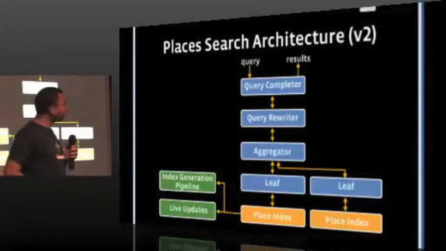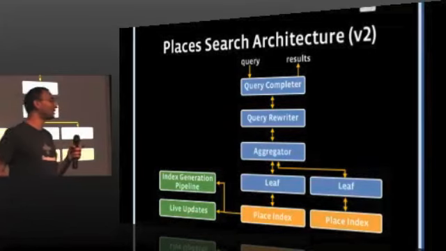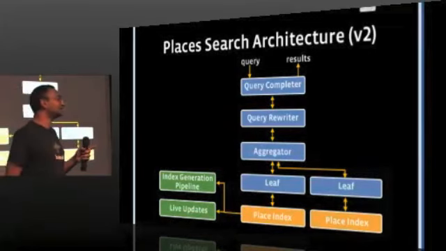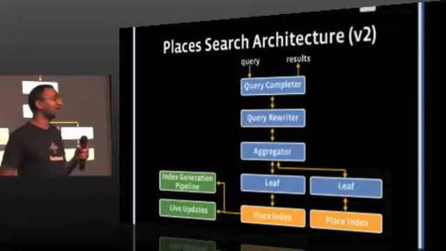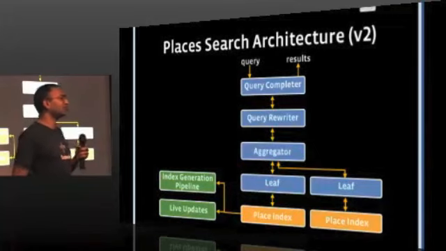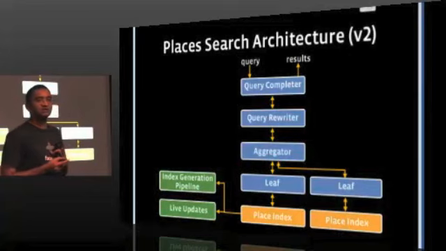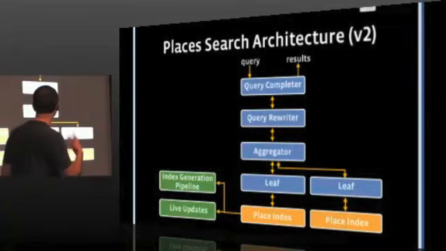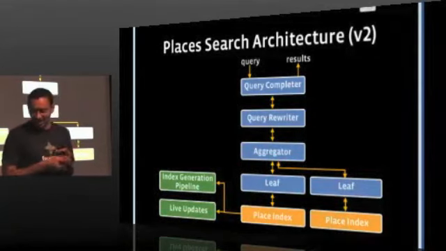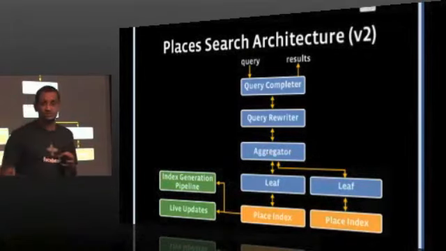The rewriter handles things like spelling variants, which is a polite term for misspellings. It handles things like stemming and query rewrites, so if you say cafe, perhaps you mean coffee shop, perhaps you don't. So you want alternate terms, you want synonyms, you want a bunch of different things, and that's taken care of by the query rewriter. The aggregator does a bunch of things, including ranking. It combines the results from multiple places.